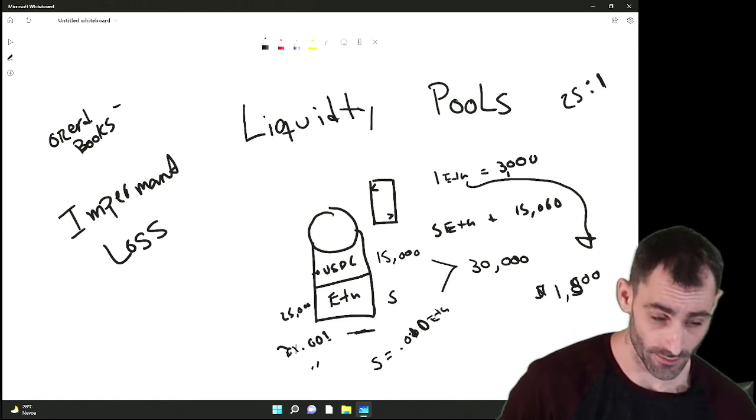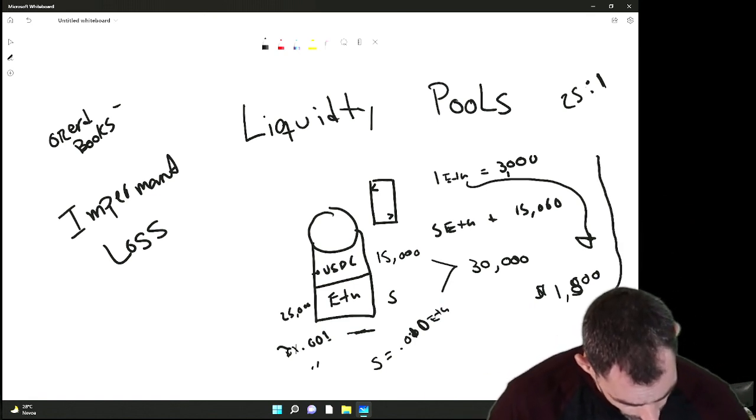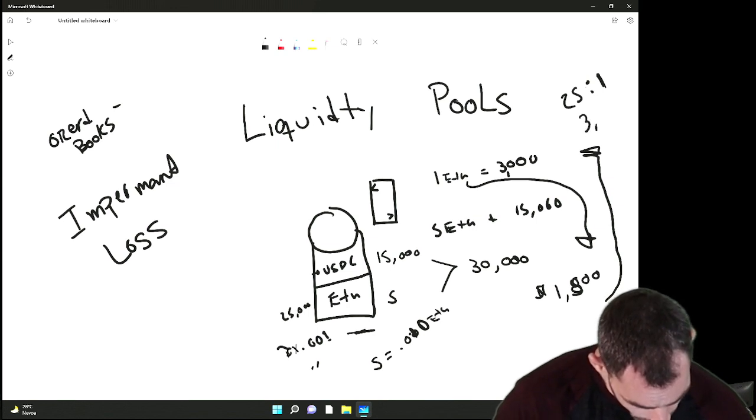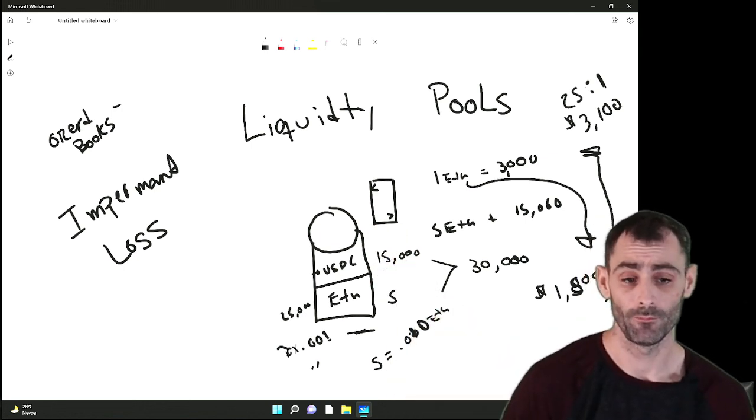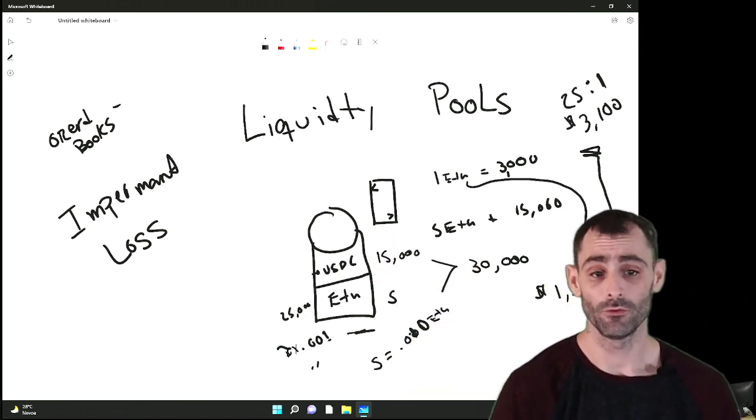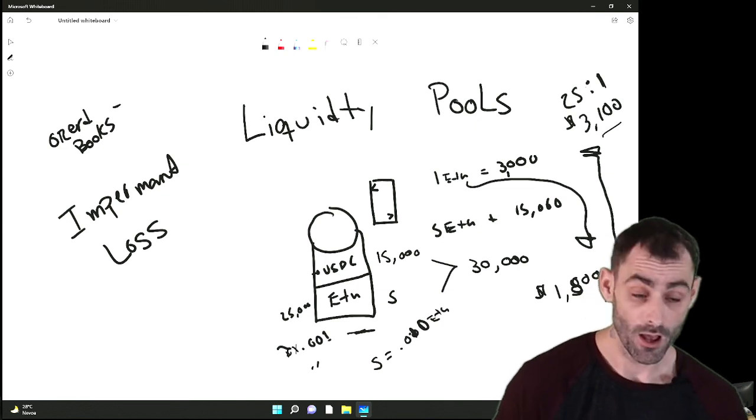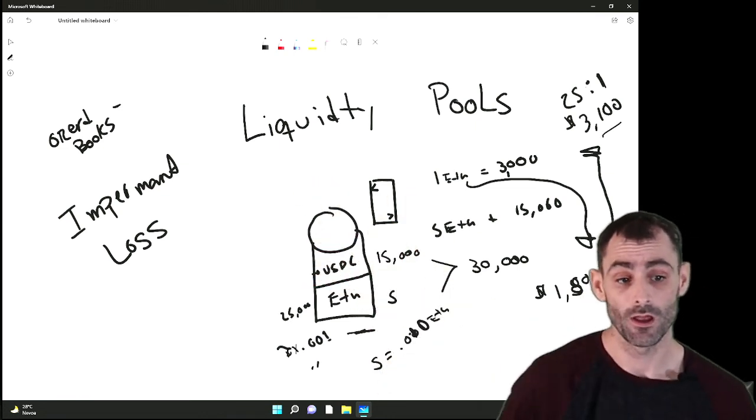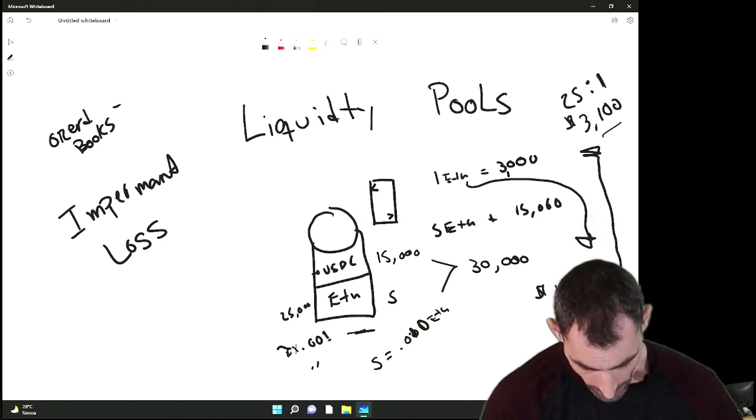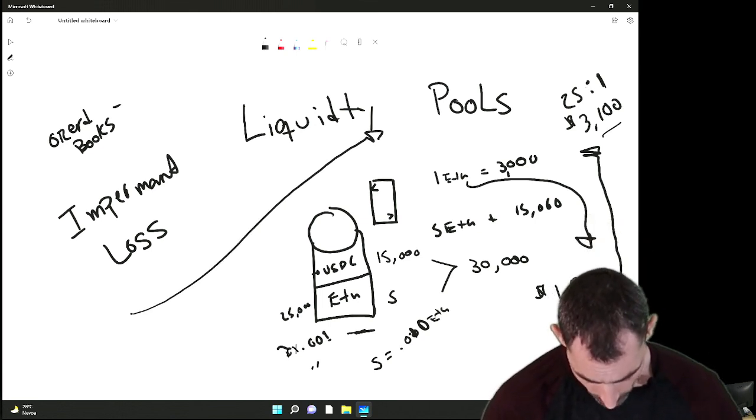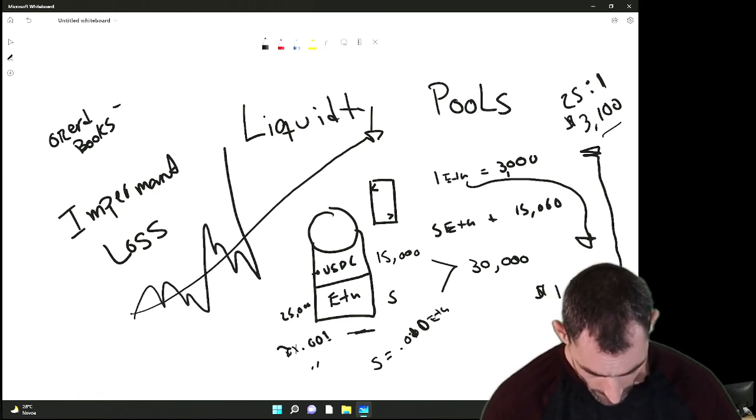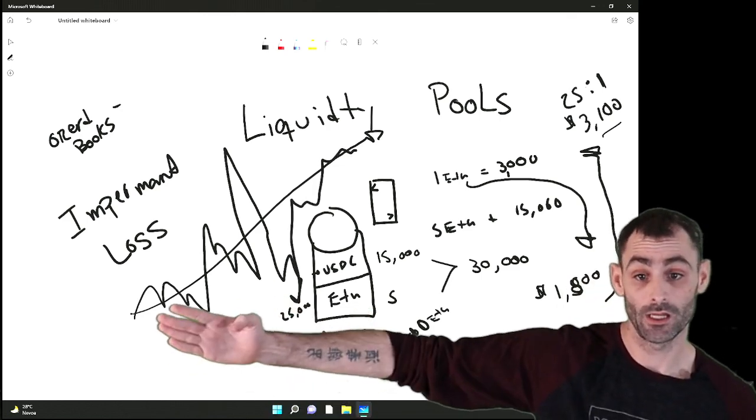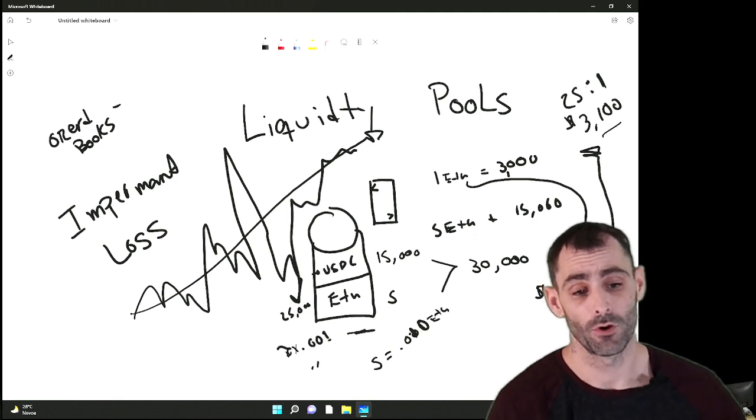If you leave your tokens in the liquidity pool and then your Ethereum goes up to $3,100, then not only have you made the fees from trading, but you've also made an unrealized gain of $100 due to the increase of the value of your assets. And these do typically trend upwards over time. Now, they don't go linearly upwards. They go, as you guys have all probably seen, something like this, but they do generally trend upwards over time, as most things do.